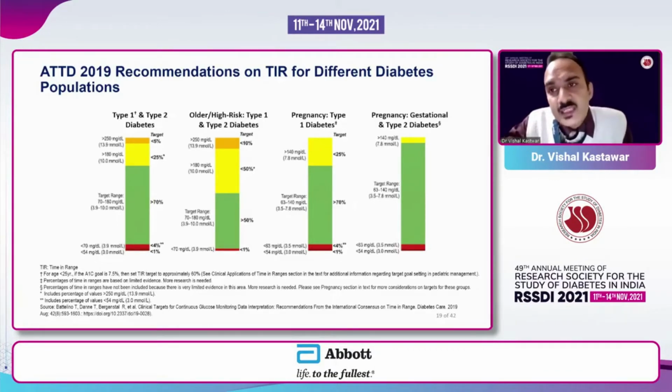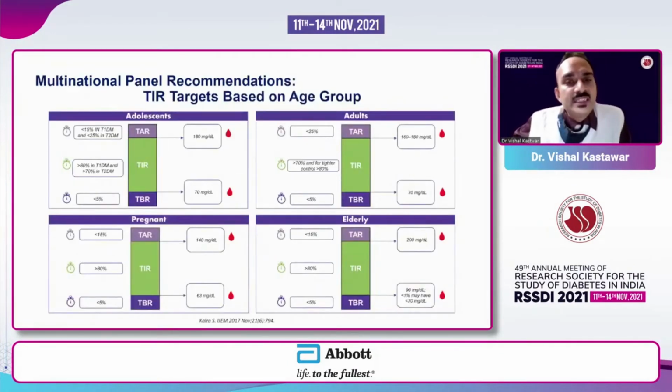For pregnancy in type 2 diabetics or gestational diabetes, the recommendations are similar, but they have said that the time in range duration should be on the higher side. These are other recommendations that were given by the Kalra et al. group in 2017. They formed a multinational panel comprising several endocrinologists, diabetologists, and researchers from 15 different countries, including India, Maldives, Philippines, Egypt, Nepal.